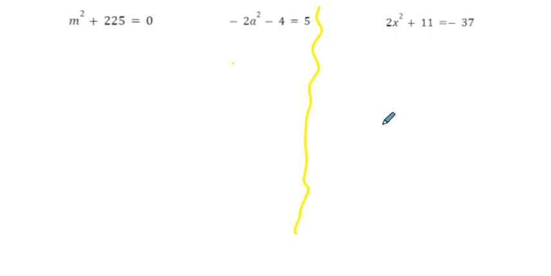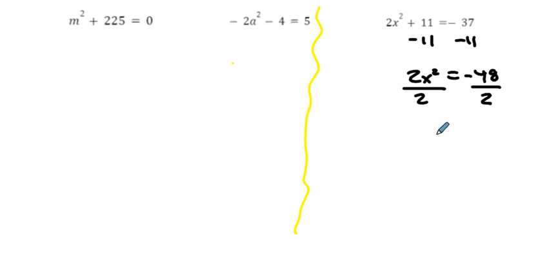This is 2x squared plus 11 equals negative 37. So first things first, we want 2x squared by itself. So we're going to move this 11 over here, and that's going to give us negative 48 is equal to 2x squared. The next step, divide by 2. Remember, you want to get the x squared by itself. So you've got to first add or subtract and then divide. So we get x squared is equal to negative 24.